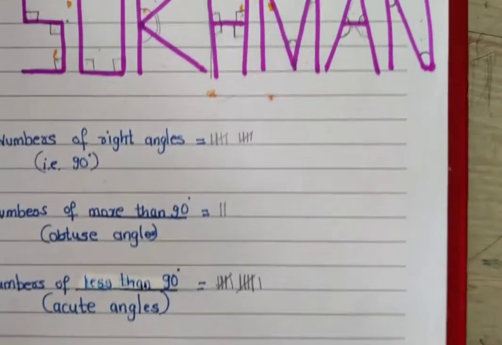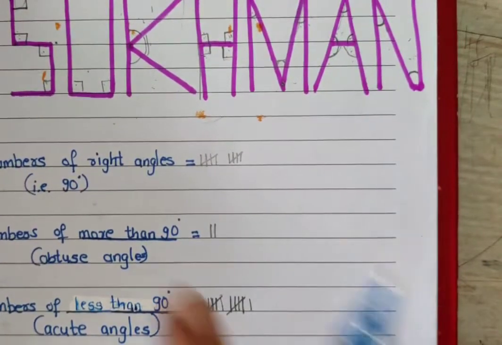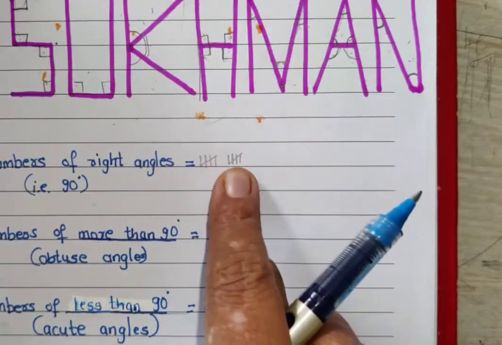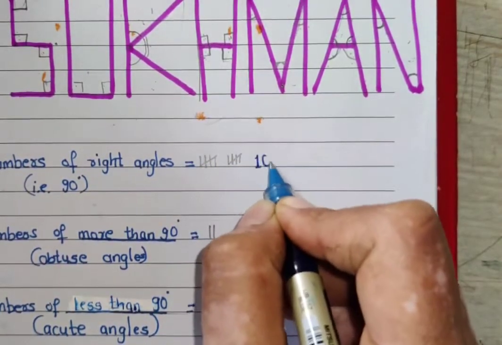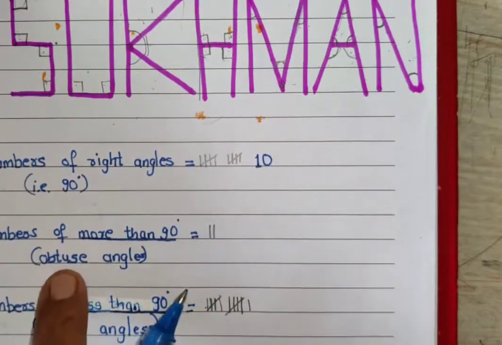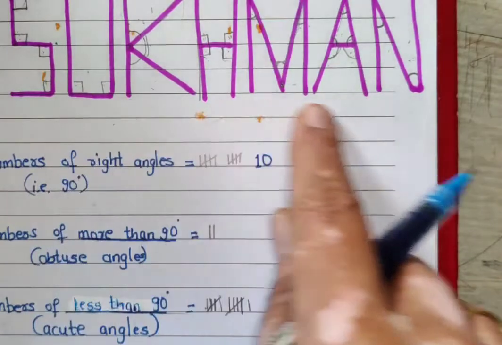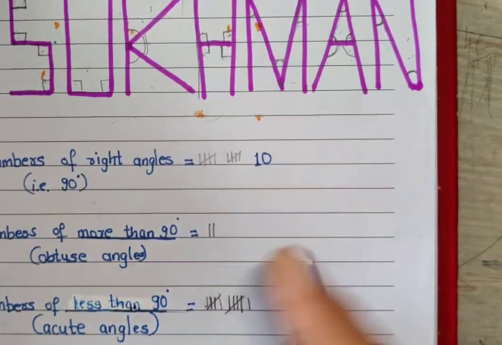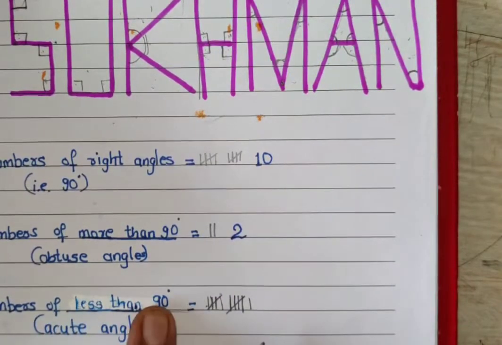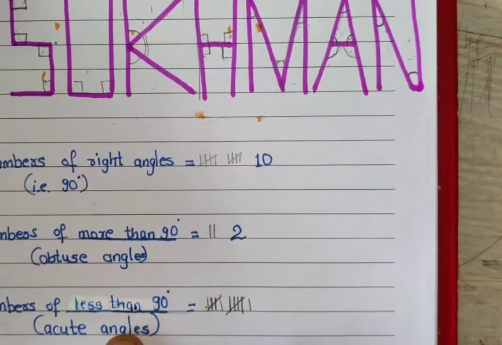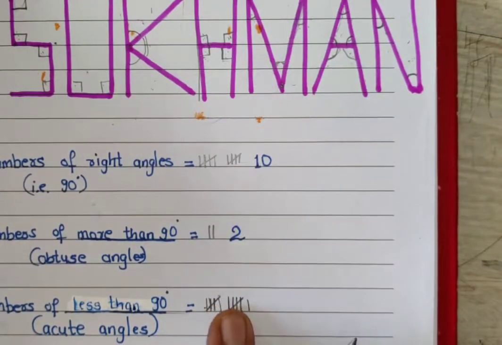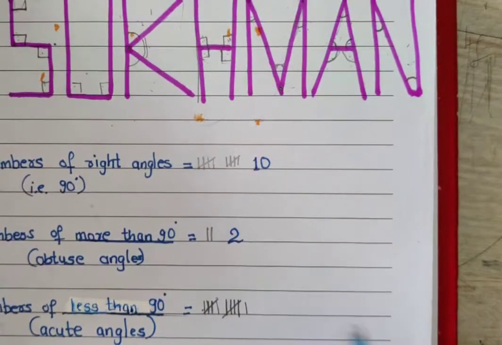So how many right angles are there in the name Sukhman? The number of right angles is 5 and 5. How many? 10. How many angles more than 90, that is, obtuse angles, are there in the name Sukhman? Only 2. So we will write 2. How many less than 90 degree angles, that is acute angles, are there in the name Sukhman? How much did we find? See, 5 plus 5, 10 plus 1, 11.